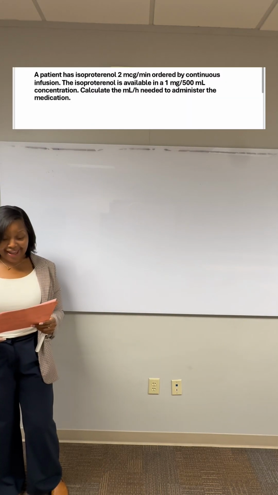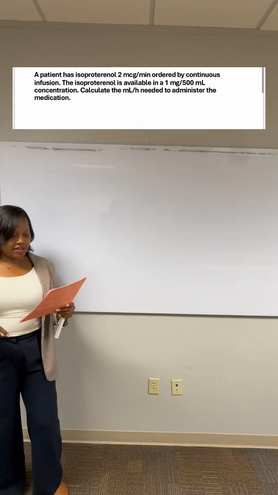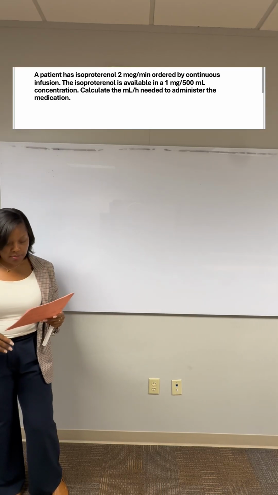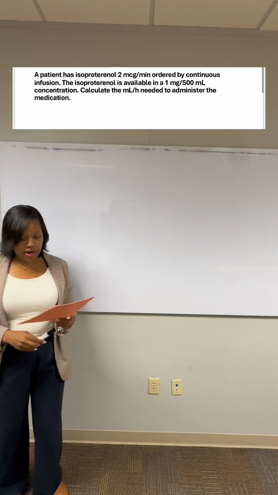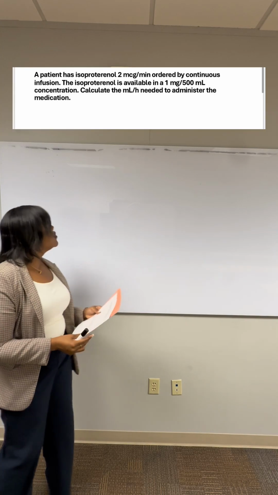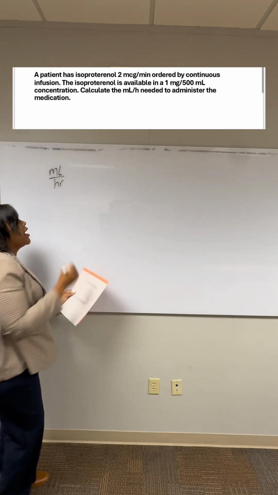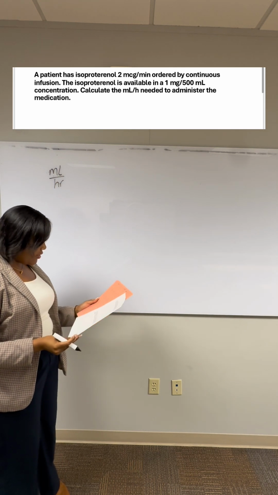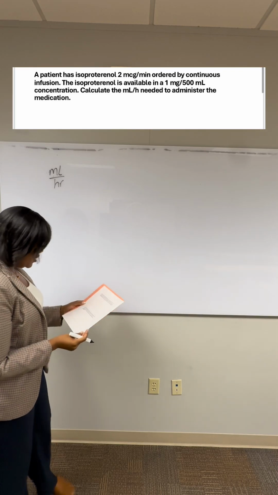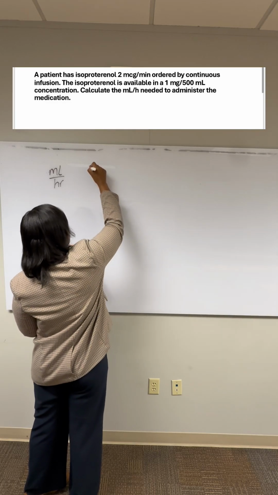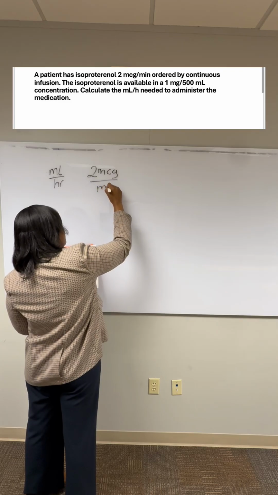It says a patient has, whatever this medicine is called, 2 mcgs per minute ordered by continuous infusion. This medication is available in 1 milligram per 500 mLs concentration. It says to calculate the mLs per hour needed to administer this medication. So we're going to write down what our answer needs to end in, and that's mLs per hour. All right, let's start with what the medication is currently going at. The medication is currently going at 2 mcg a minute, okay?